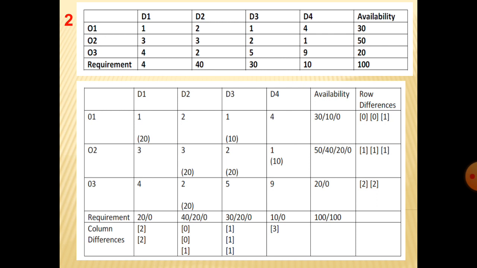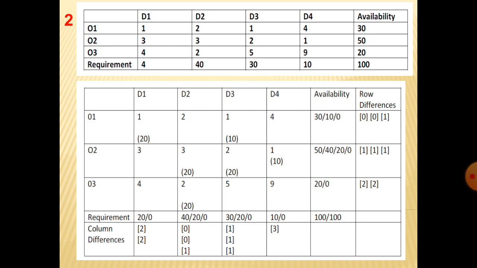Then it is a balanced problem. Now you have to continue the problem by finding the initial basic feasible solution by VAM method. Okay. Now make a row difference. Which is the minimum value here? 1 is the minimum value. Second minimum value is another 1.